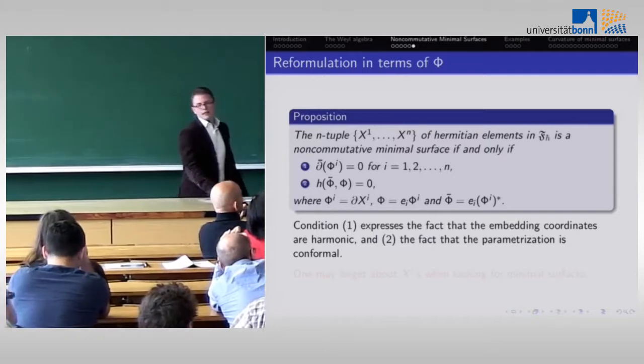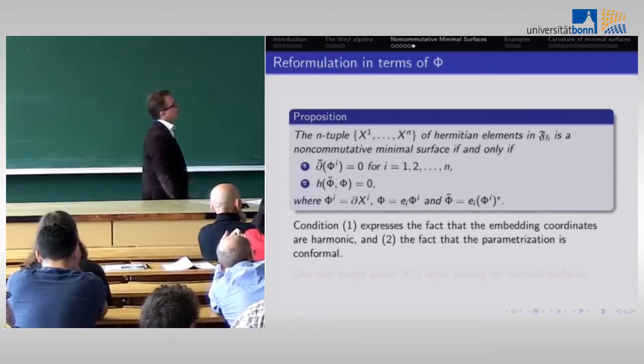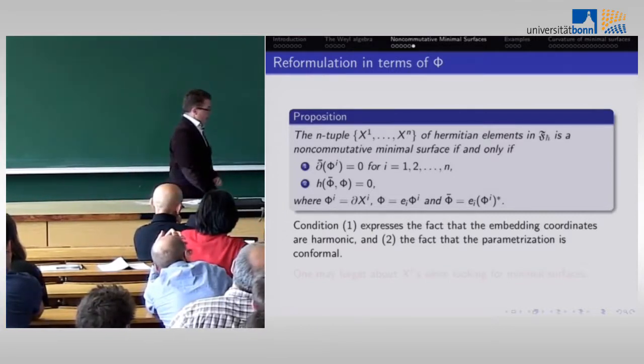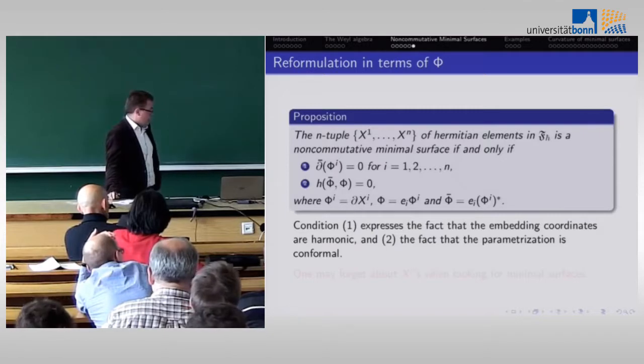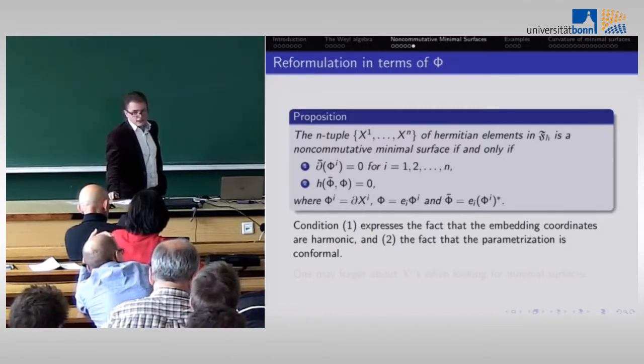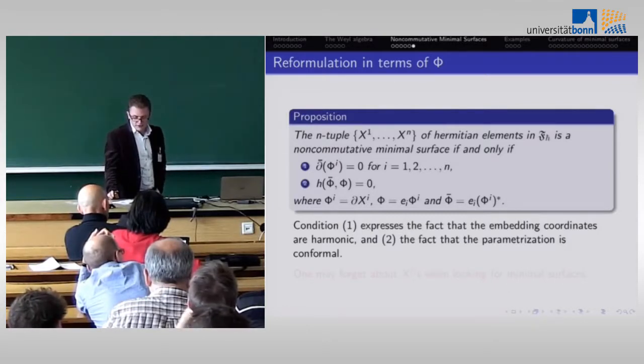Now you can reformulate the property of being a non-commutative minimal surface in the following way. If you take phi to be the derivative of x, you can say that d bar phi_i equals 0. That's the equivalent of x being harmonic. Remember, phi is dx, so this is d bar dx, which is the plus operator, equals 0. So that's the fact that it's harmonic.